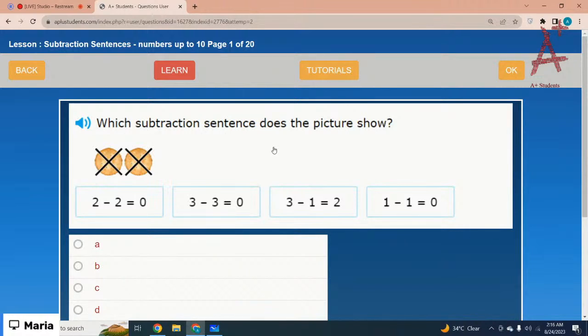That means 2 take away 2, and you have to count the ones that are not crossed out, but they all are crossed out, right? That means 2 take away 2 is 0. So, the correct option is 0, right? 2 take away 2 is 0. So option number A is the correct option.